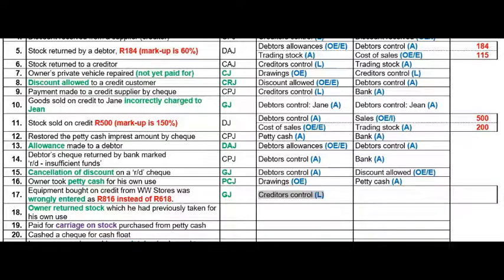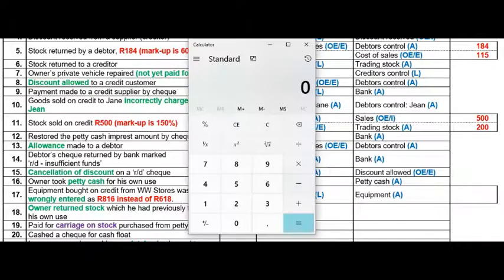Therefore, we have to go and debit creditors control to make it a little bit less. And we also debited equipment with too much. We overstated the debit. And the only way to decrease that is to credit equipment. And then you just quickly need to calculate the value. It will just be the difference between the two. So it's 816 minus 618 is 198 Rand. Okay.